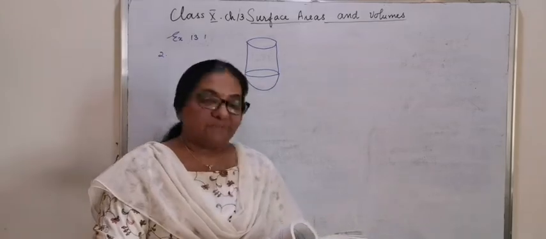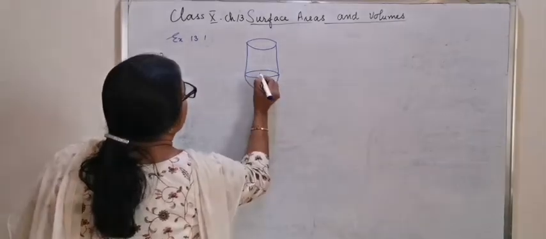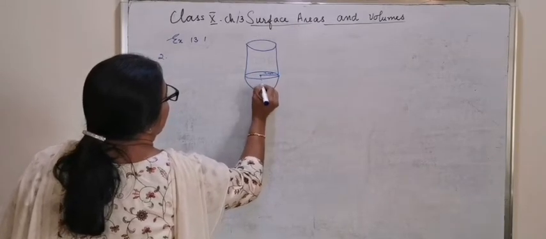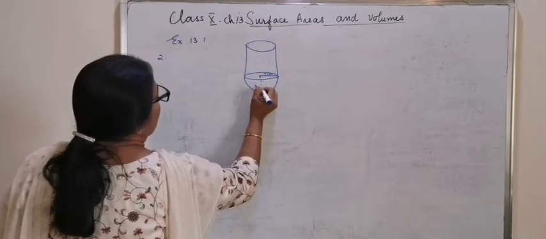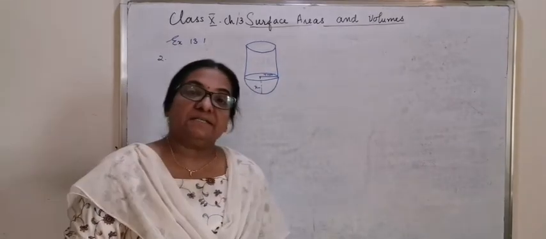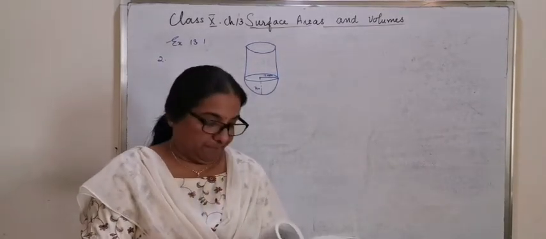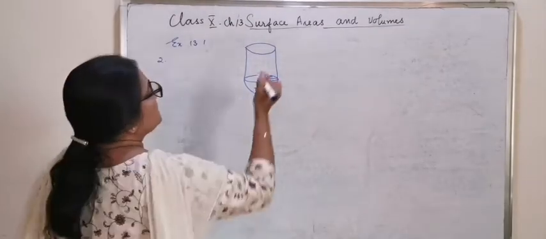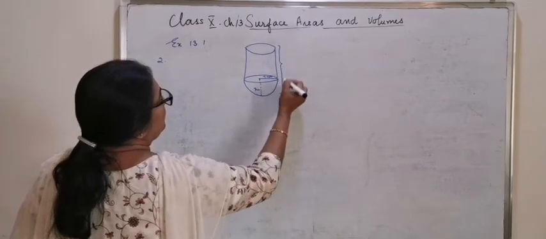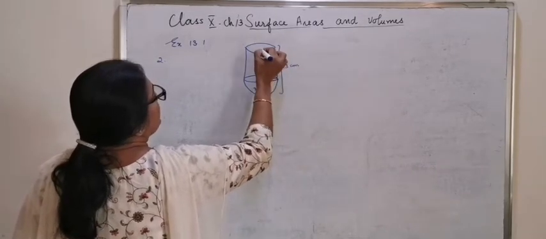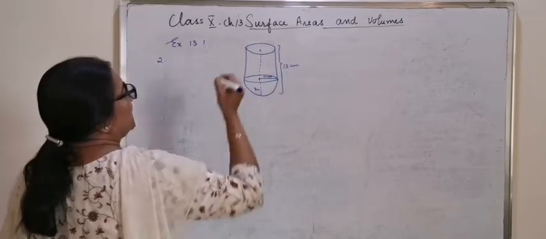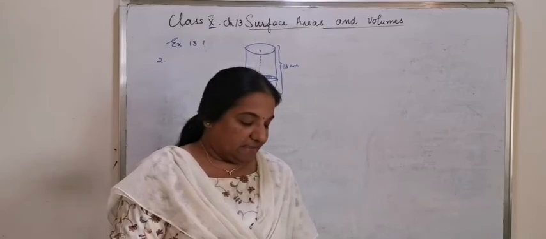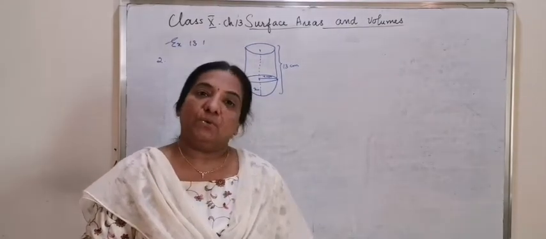The diameter of the hemisphere is 14 centimeter. So that means the radius is 7 centimeter, and for a hemisphere the height as well as the radius remains the same. The total height of the vessel is 13 centimeter, from which we can find out the height of the cylindrical portion. The question is, find the inner surface area of the vessel.